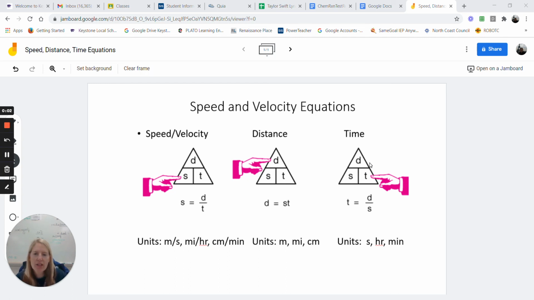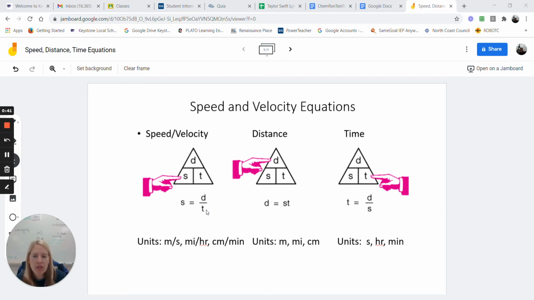Okay, so now we're ready to do some calculations with speed and velocity now that we understand what they are. To calculate either speed or velocity, we're going to do, as we said before, distance divided by time. When we have an equation where some quantity, in this case speed, is equal to something over something else, in this case distance over time, we can utilize that triangle that we also used earlier in the year when we learned about density.